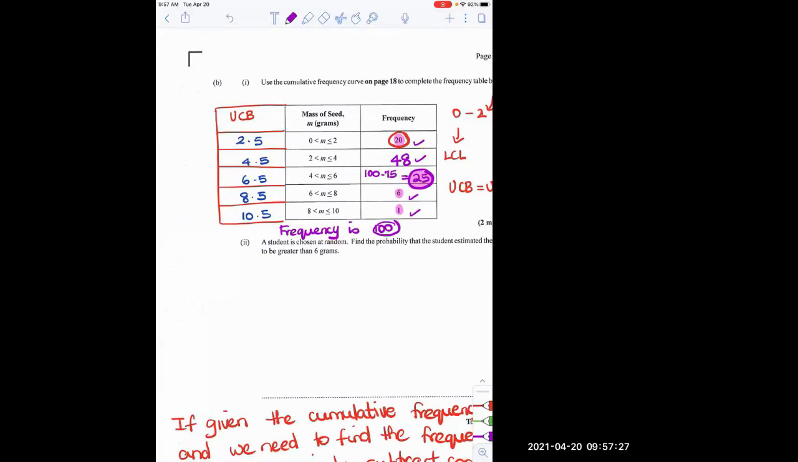So how would we find the cumulative frequency from the frequency values now? Just keep on adding them. And what is the final value supposed to be? 100.